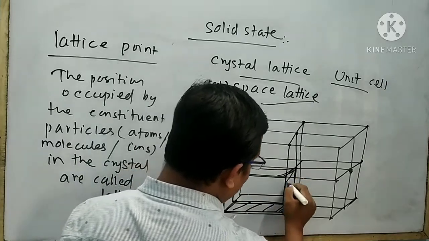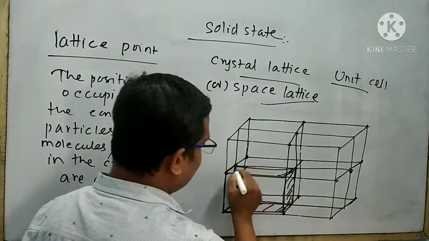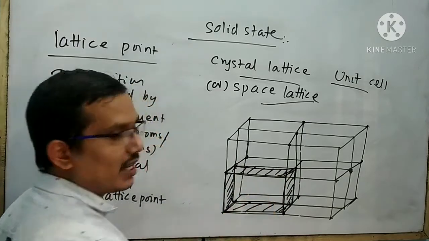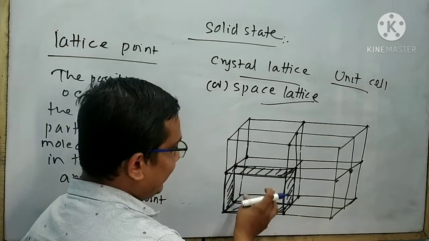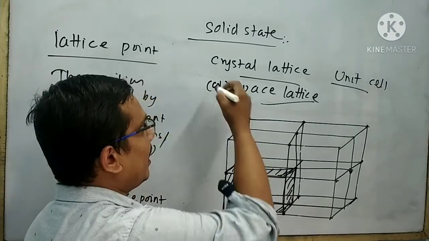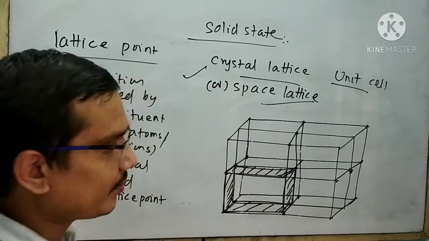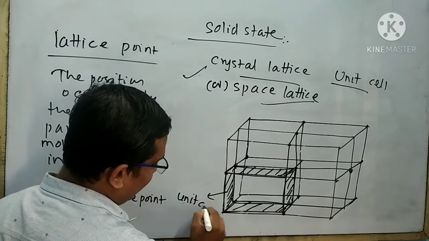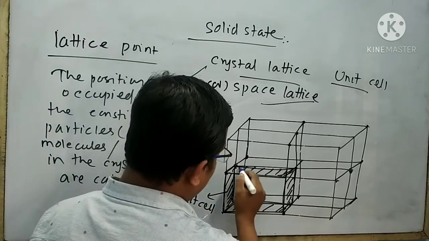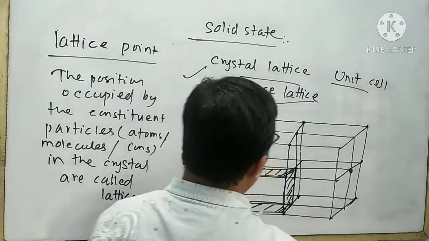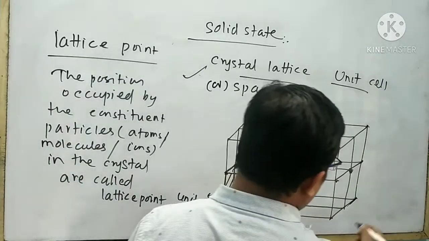This smallest three-dimensional portion is called unit cell. By repeating this smallest three-dimensional portion, we can form the crystal lattice. So this is said to be the unit cell. This smallest portion is said to be the unit cell, and the complete diagram is considered as the crystal lattice.